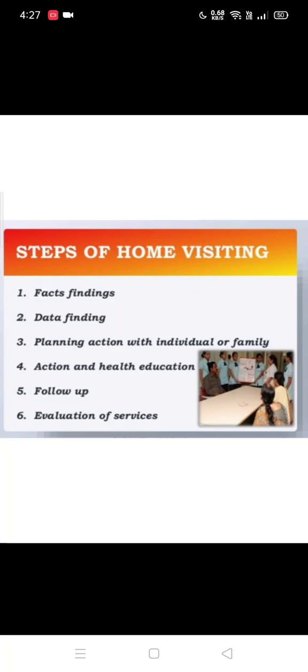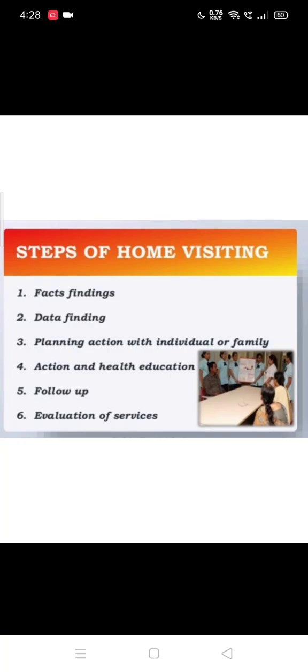You check whether the patient is following, how much of the goal has been achieved, how far the patient has followed the instructions, and whether the blood glucose level is maintained or going high or low. You do the follow up to see how far you have achieved the goal of this home visit. Periodically you will go visiting and check the patient.